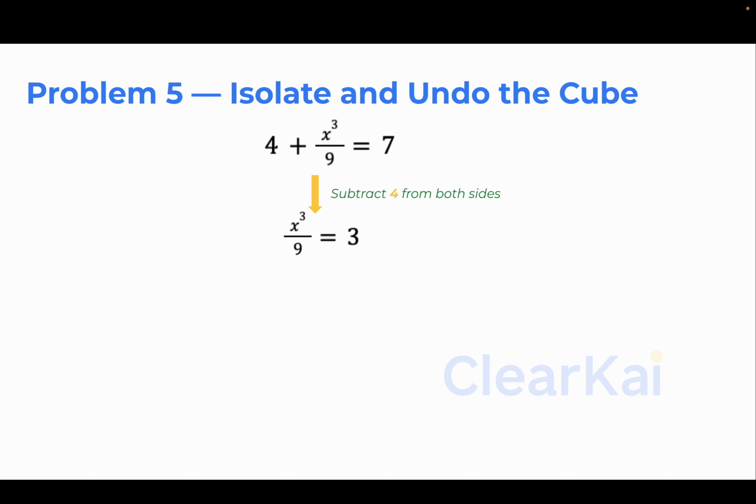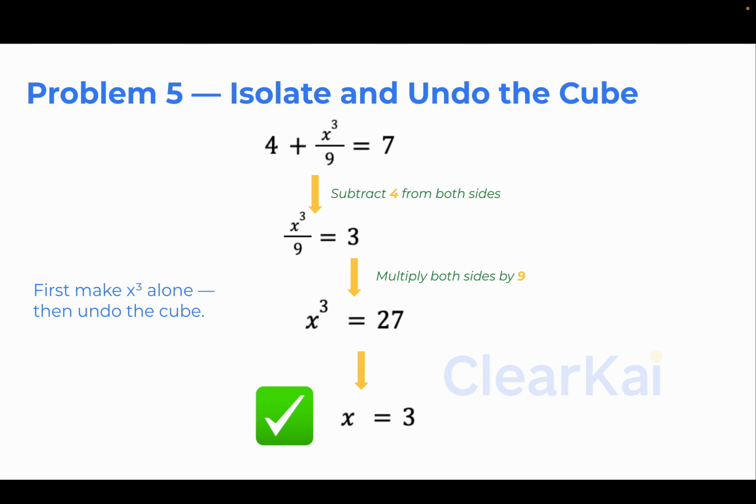Next, we multiply both sides by 9 to remove the denominator. x cubed equals 27. Now we've isolated the cube, so it's time to undo the cube by taking the cube root of both sides. The cube root of 27 is 3. So we have x equals 3. That's it. Whenever you see an equation with a cube, just remember, get the cube term alone first, and then take the cube root to solve it.